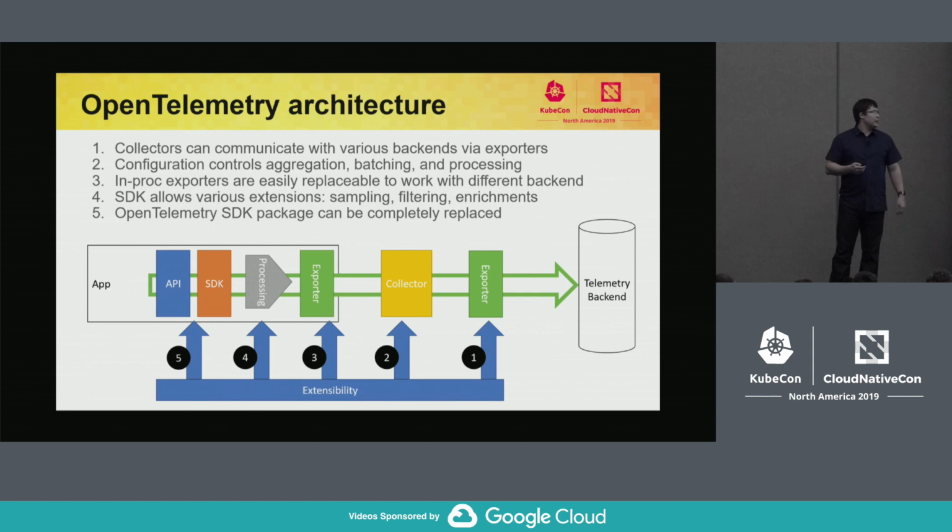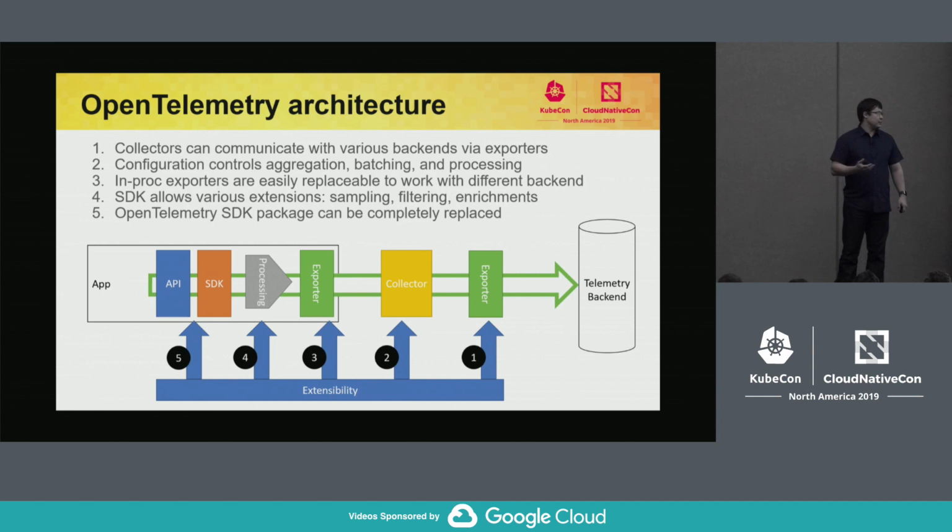First extensibility point is the ability to configure the collector to send data to various backends. It's very easy to use, and you can configure that at any moment of your application lifecycle, because it's configured out of process, in the collector process.